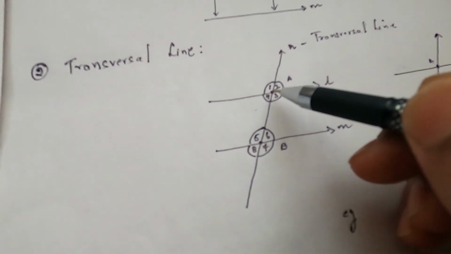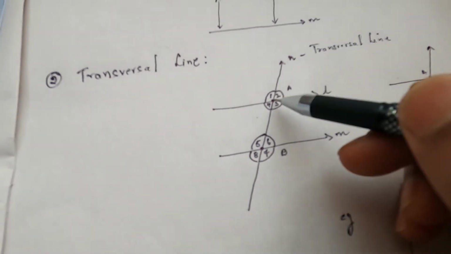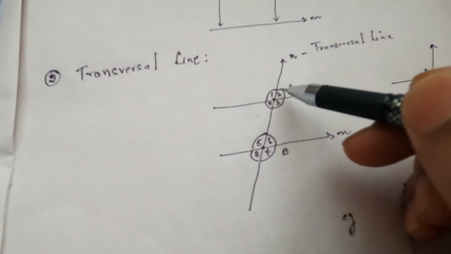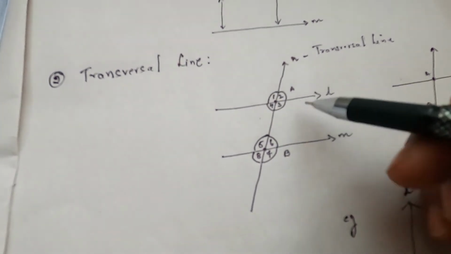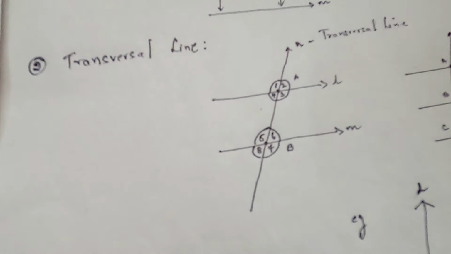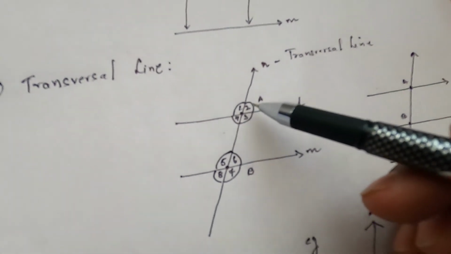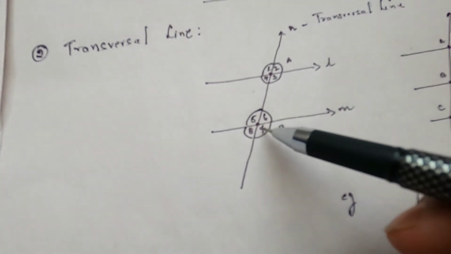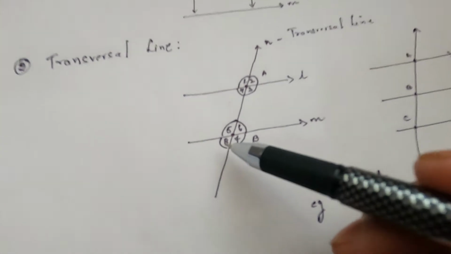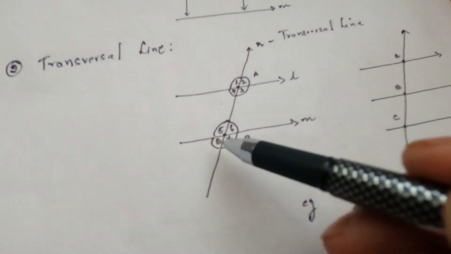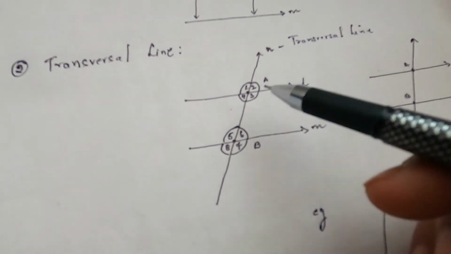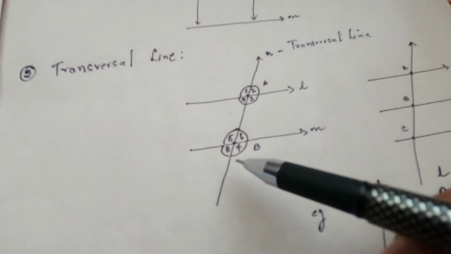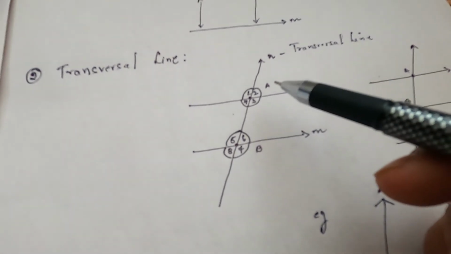So when a transversal line meets at point A and point B, what do they form? Angles. So in this case, if there are two parallel lines, 8 angles are being formed. So this is angle 1, angle 2, angle 3, angle 4, angle 5, angle 6, angle 7 and angle 8. Now these angles form pairs of angles which will enable us to solve problems.